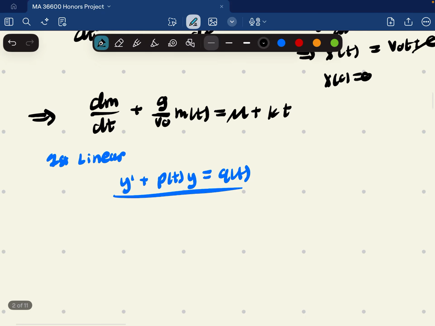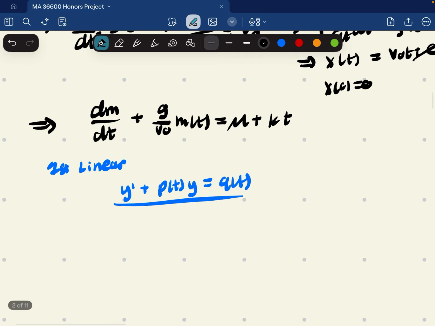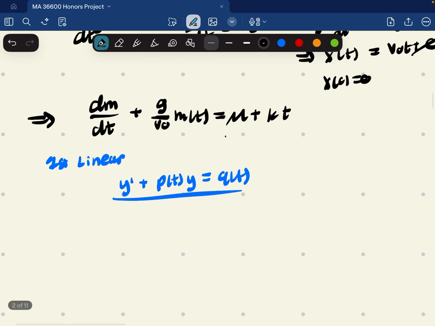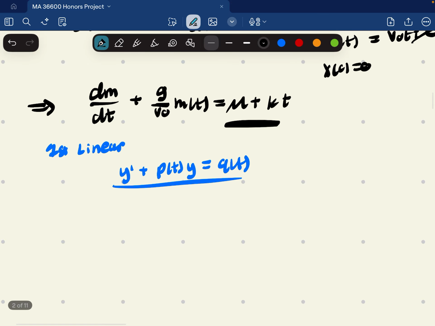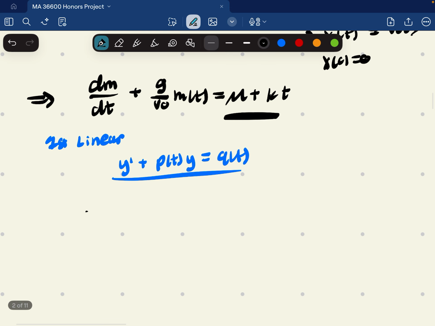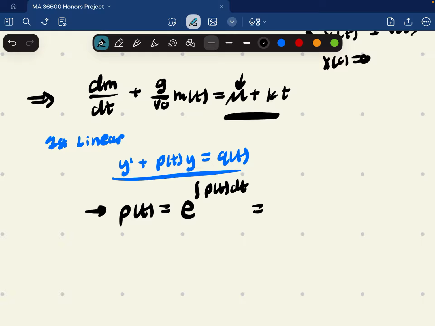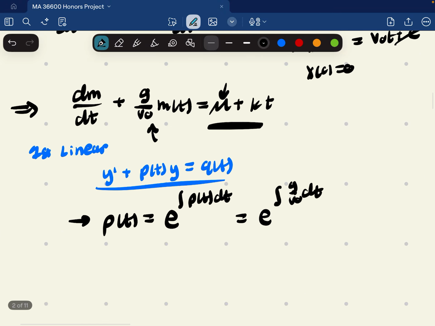Now I'm going to spare you the details because it's quite messy. There's an integration by parts on this side here. So I'm just going to write the rho of t. I usually call it mu in this class, but since I have mu here, I'm not going to call my integrating factor that. So I'm going to call it rho, which is e to the integral of p of t dt. So in this case, it's going to be e to the integral of this particular term, which is g over v naught dt. Okay, so I multiply both sides by that particular integrating factor like this.